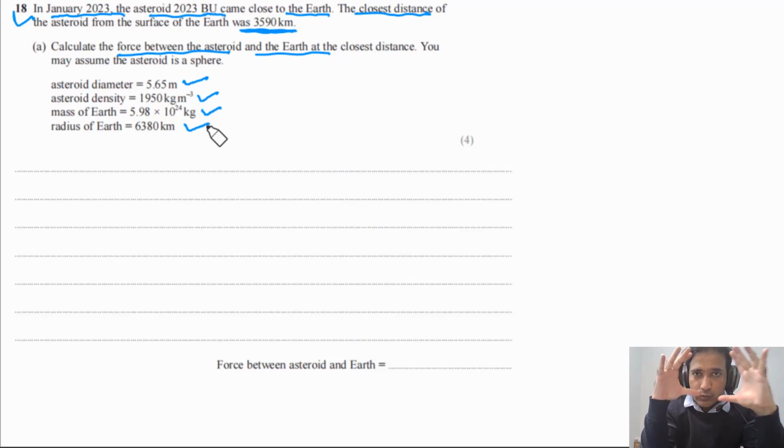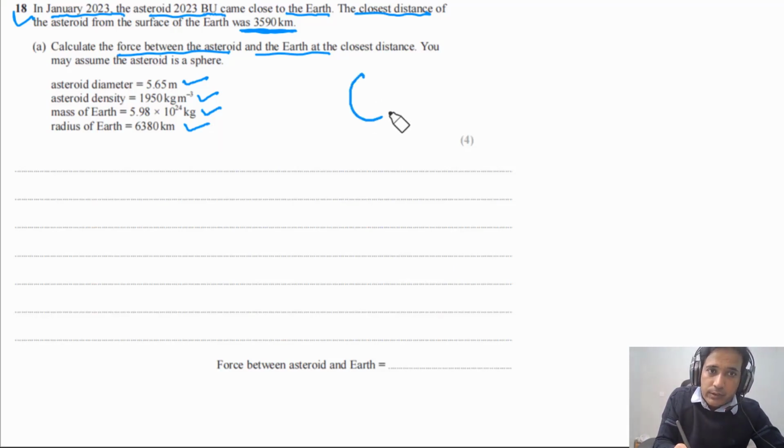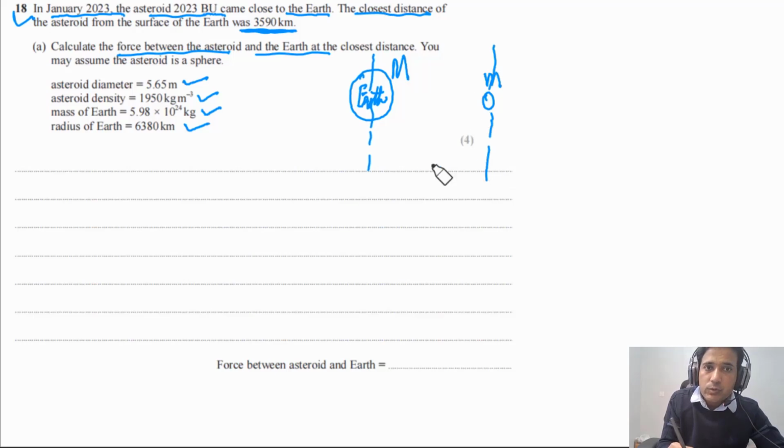So first of all, we will go to the main idea, how we can calculate the force between the Earth and the asteroid. So this is our planet, this is Earth. Let's say the mass of this one is capital M and this one is the asteroid. The mass of this one is small m. So we need to calculate the force between these two. So gravitational force, this is the force. So we need this distance.